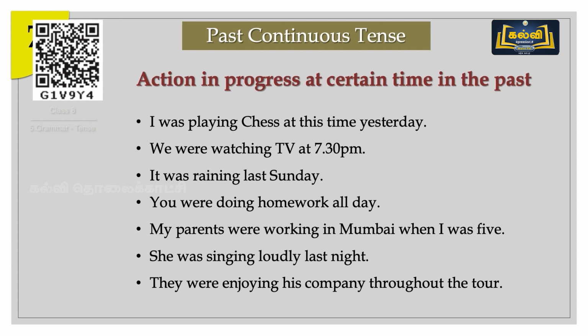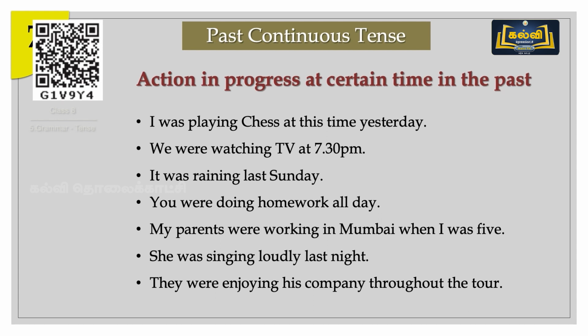Look at the last example. My parents were working in Mumbai when I was 5. So when you were 5, your parents were working in Mumbai. So you can express a past time this way too. If we look at the next one, she was singing loudly last night. So all the terms, yesterday, 7:30 p.m., Sunday, all day, when I was 5, last night, all these adverbs of time indicate a past time, a certain point in the past time.